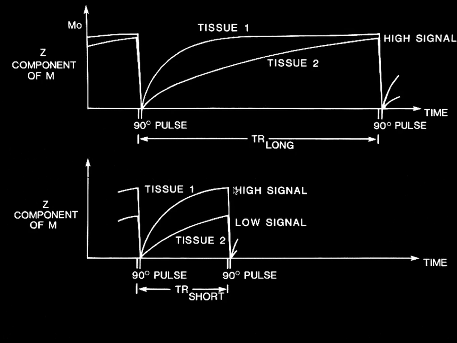Typically at low fields like 0.2 Tesla, you like to use TRs around 400 milliseconds to separate them. The TRs increase a little bit as you go higher in signal intensity. So typically at 1.5 and 3 Tesla, we like to use about 600 or 700 milliseconds to separate the tissues.